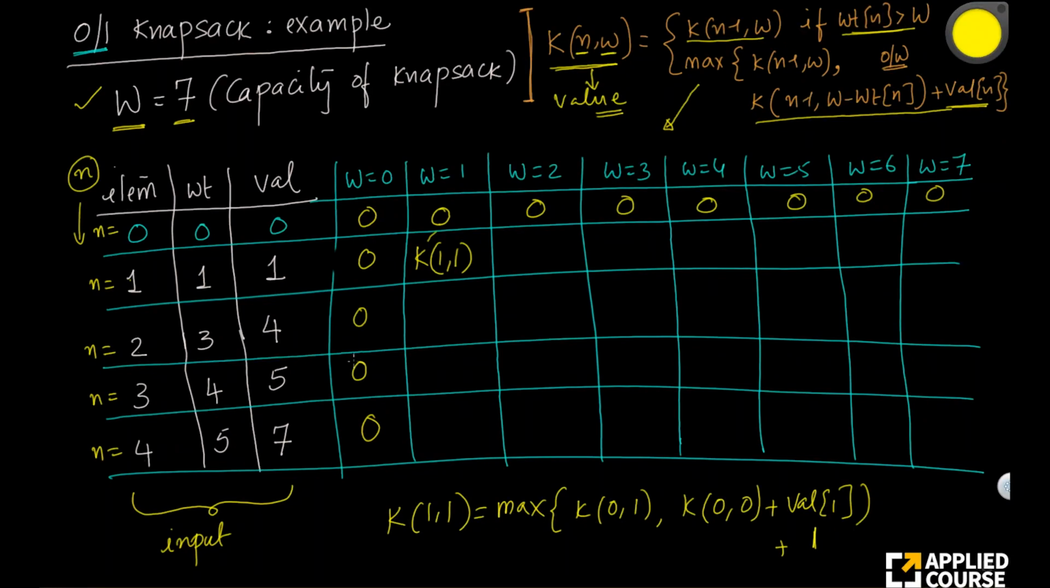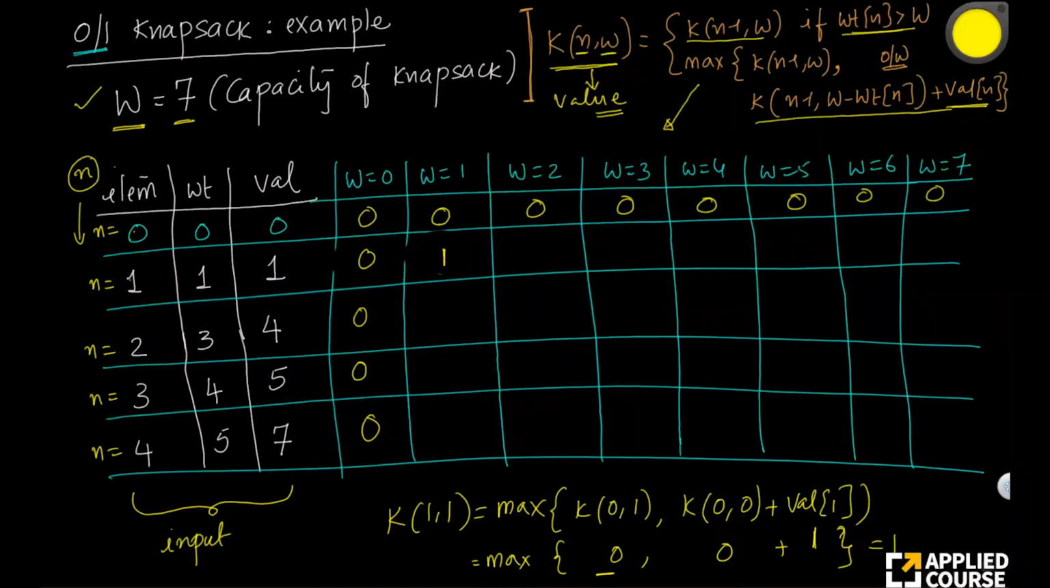What is K01? K01 is 0. So it's the max of 0, K00. K00 is 0. So it's the max of 0 and 0 plus 1, which means it will be equal to 1. So we fill this value as 1. See, what am I doing here? I'm simply applying the recurrence relation. That's all.